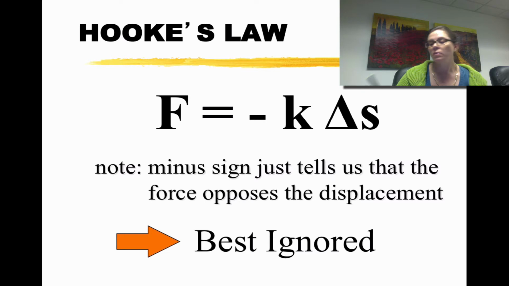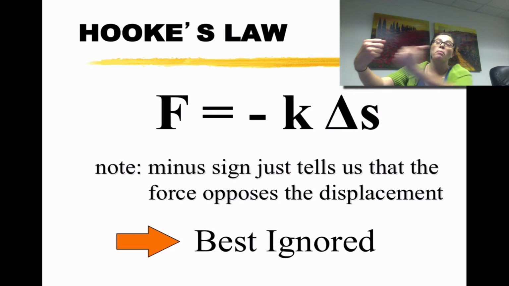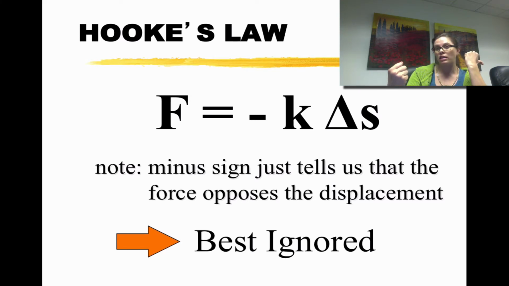Now, to be completely correct and appropriate, Hooke's law has this negative in here, which means that if we stretch the spring out, the force of the spring is going to go in the opposite direction. It's going to want to pull the box or object back in. And if we compress the spring in, the spring is going to want to push the object out. So that's why the negative is there.